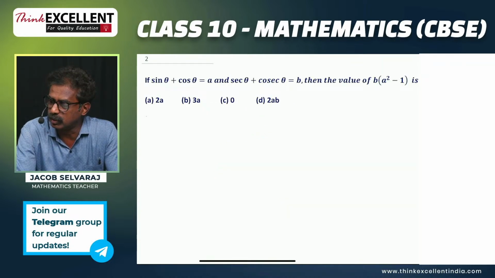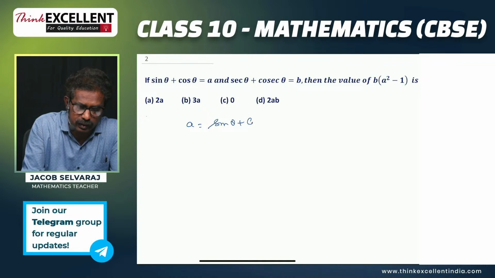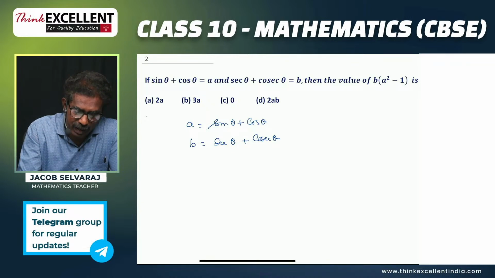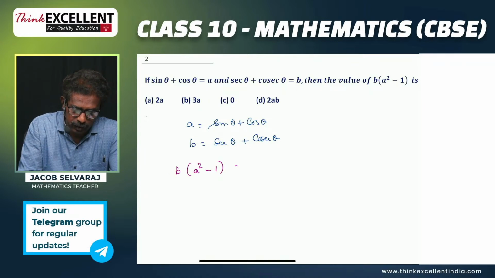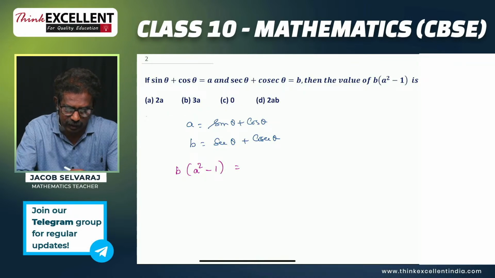Look at this question. If A equal to sine theta plus cos theta, and B equal to secant theta plus cosecant theta, then what is the value of B into A square minus 1? They have given the answer in terms of A, B and all, right? Okay, let us see how to do this.